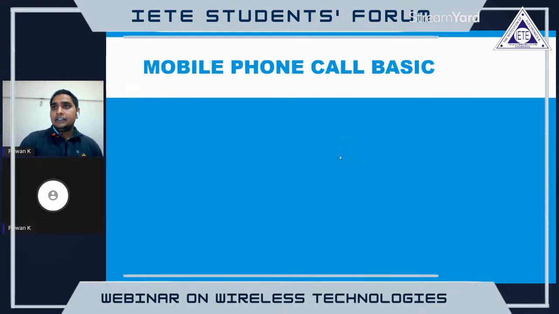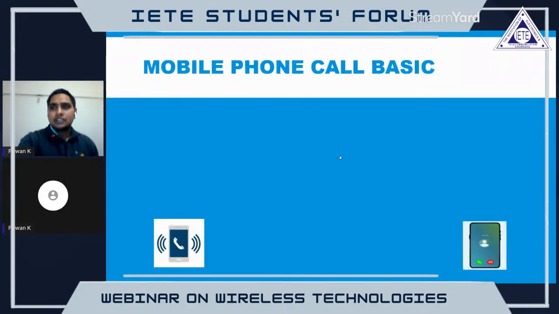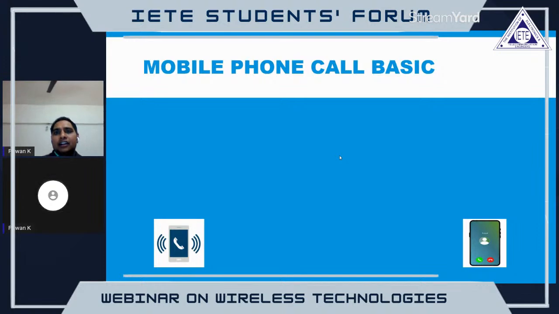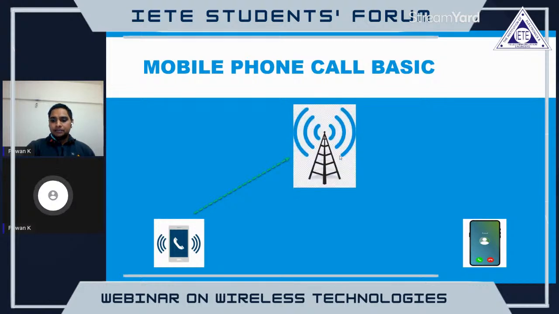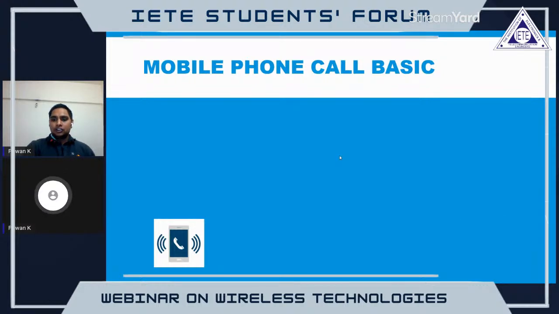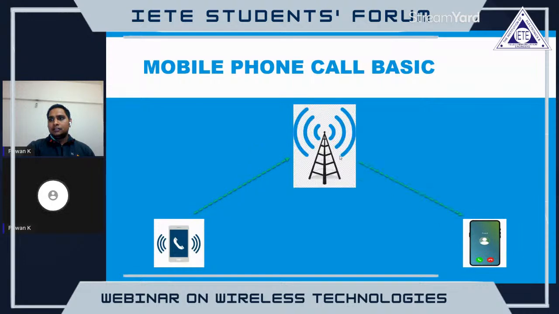Okay, so in the next slide we'll go. In the first slide, we have seen the communication system, but here we will try to get some idea about how phone calls happen. So here you can see two phones. One is your phone and one is your friend's phone or your family's phone. It could be anyone. You are trying to make a call.